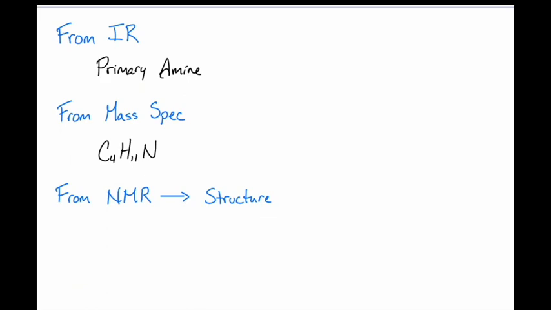All right. And so if you've been following along in the IR video, we analyzed that IR spectra and determined that we had a primary amine. From our mass spec video, we went through and did our analysis and determined that our primary amine had 4 carbons, right? So it has this formula here, C4H11N. And now we're going to look at an NMR spectrum, putting it all together and getting our structure for our molecule.